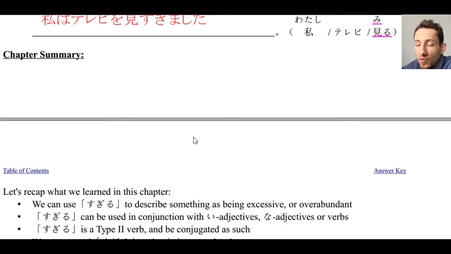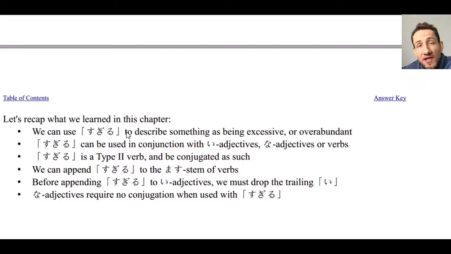All right, so that's going to do it for this chapter. Basically, let's go over what we learned. We learned that we can use sugiru to describe something as being excessive or overabundant, too hot, too cold, too expensive. We can use sugiru with our e-adjectives, na-adjectives, and verbs. And sugiru is a type 2 verb itself, which can be conjugated as such. So we can use the nai form or the past tense form, just like we would with any type 2 verb. We can append sugiru to the ma stem of verbs. So it works the same with type 1, type 2, and type 3 verbs. So it's very easy in that regard.